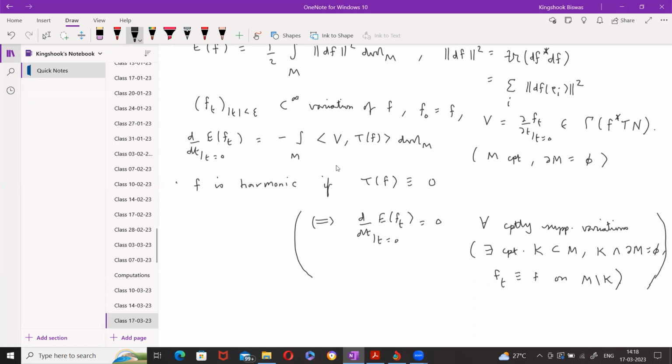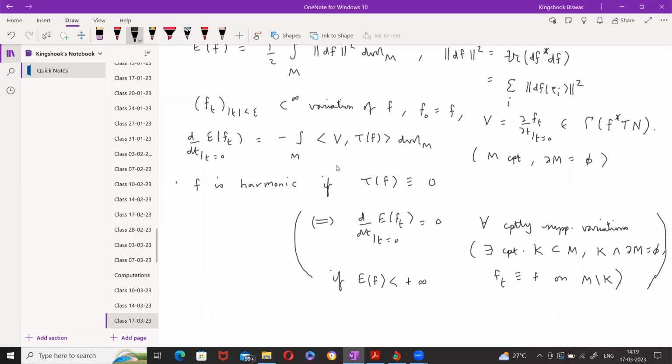So here, this is the characterization in terms of first variation of energy for non-compact manifolds. This is if the energy of F is finite. If F is infinite energy, then you can't really say anything in terms of variations of energy, right? It doesn't make sense. Is this clear? Yes, sir.